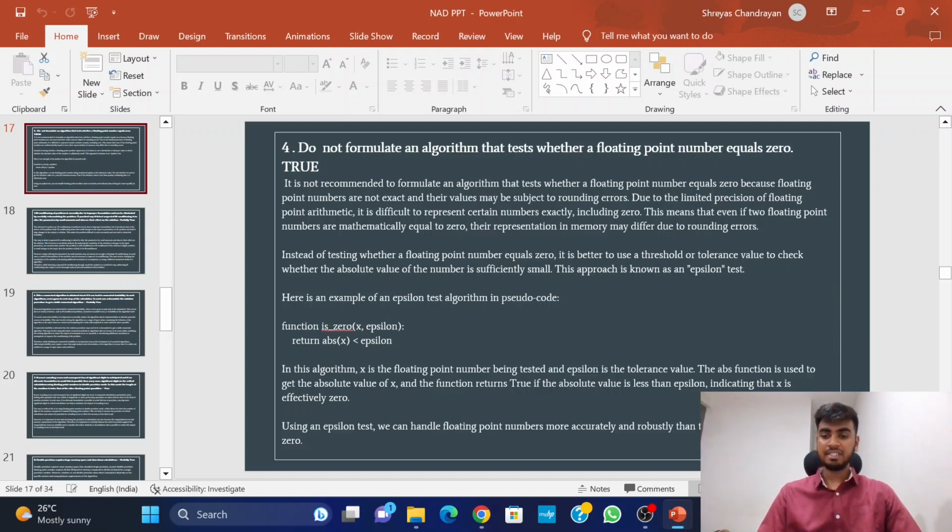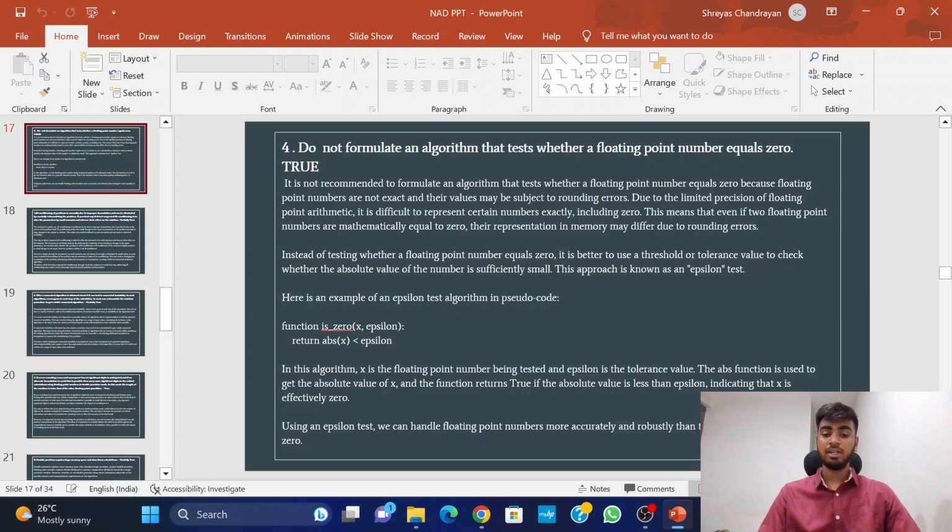Due to the limited precision of floating point arithmetic, it is difficult to represent certain numbers exactly, including 0. This means that even if two floating point numbers are mathematically equal to 0, their representation in memory may differ due to rounding errors. Instead of testing whether a floating point number equals 0, it is better to use a threshold or tolerance value to check whether the absolute value of the number is sufficiently small. This approach is also known as Epsilon test.